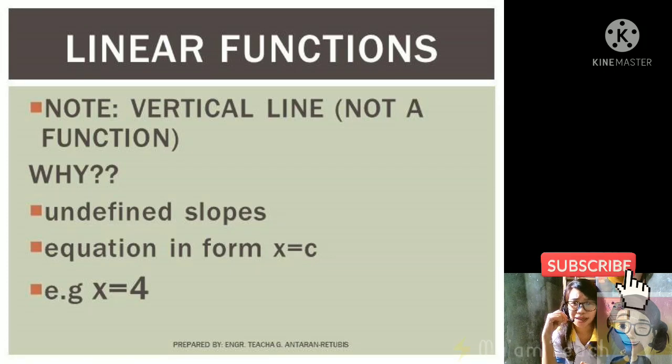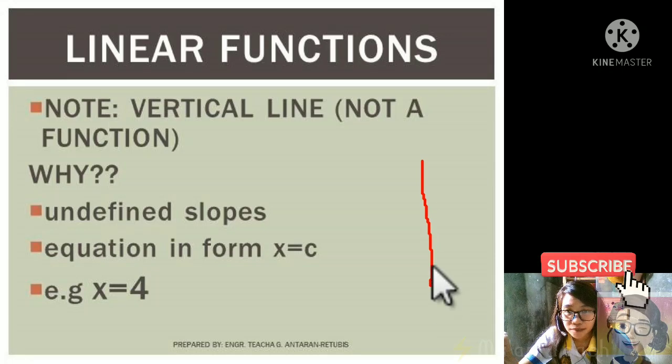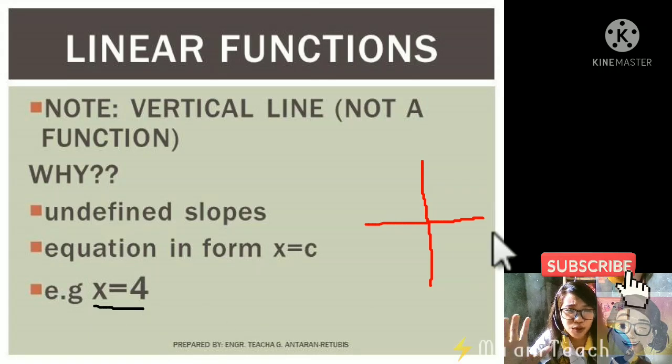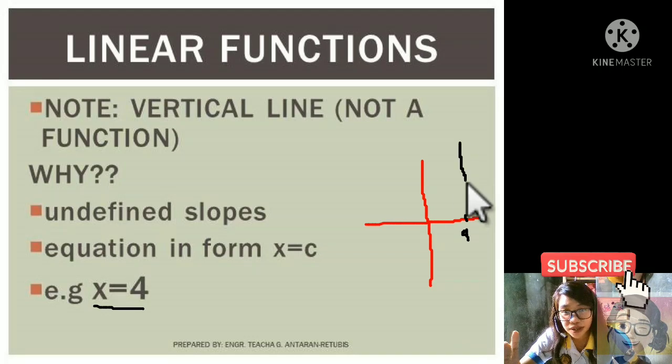Why is it undefined? Okay? Because, for example, we have here a Cartesian plane. Just imagine this is a Cartesian plane. Now, in this Cartesian plane, let's say our equation is x equals 4. So how are we going to graph that? Okay, this is our x-axis, right? So let's say this is our x where the value is 4. So how are you going to graph an equation which is x equals 4? This is how you graph it.